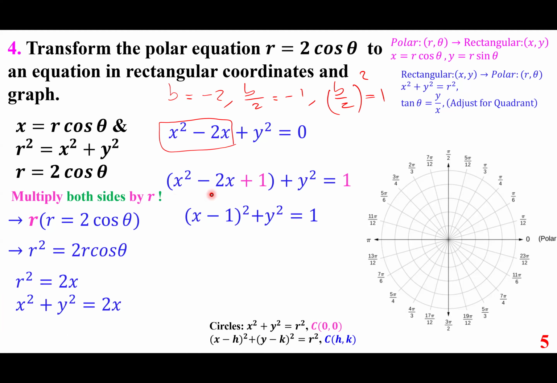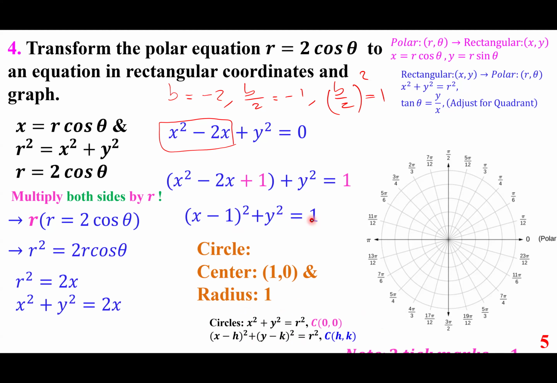And as you recall, here's the equation of various circles. X squared plus y squared equals r squared, centered at 0, 0. X minus h quantity squared plus y minus k quantity squared equals r squared, centered at h and k. Therefore, this represents a circle centered at 1, 0. There's nothing next to it, 0. And the radius is the square root of 1 or 1.